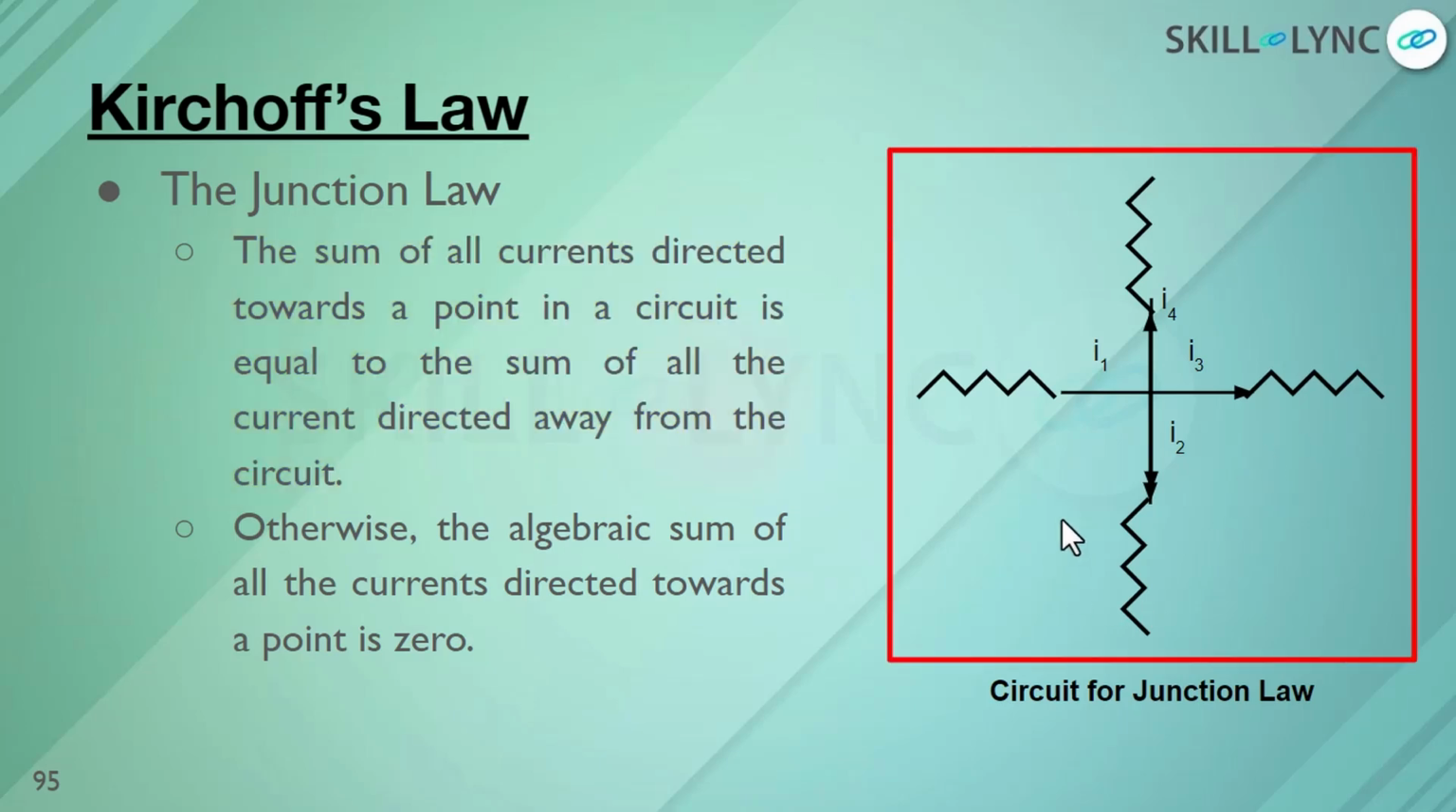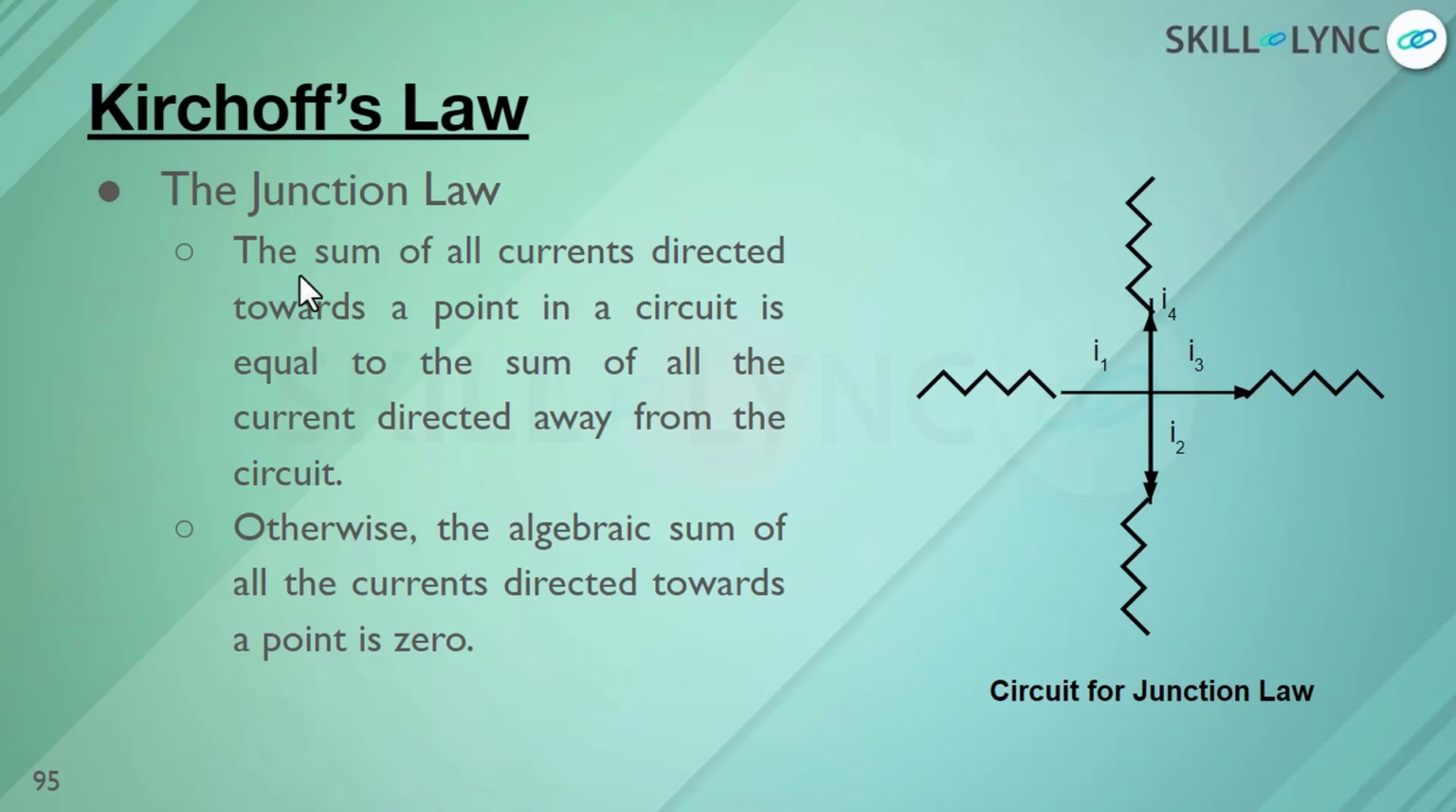Here we can see there are 4 resistors making a complete circuit. So, the Junction law states that the sum of all currents directed towards a point in a circuit, let's consider a center point, is equal to the sum of all currents directed away from it. Therefore, if I1 and I2 are the two currents pointing towards the center and I3 and I4 are the two currents directed away from the center, then I1 plus I2 is equal to I3 plus I4.